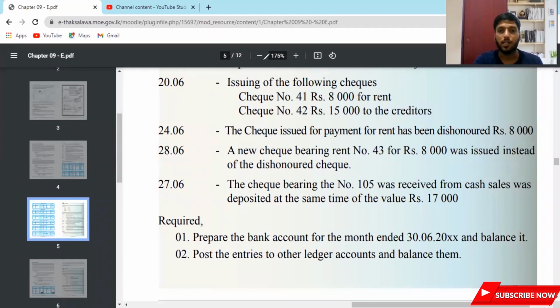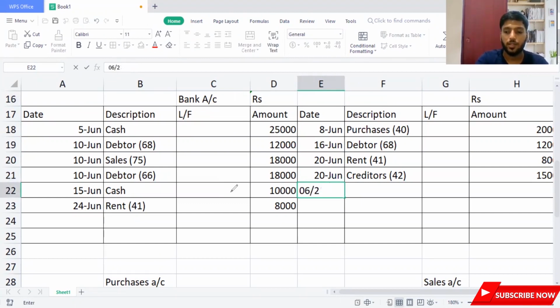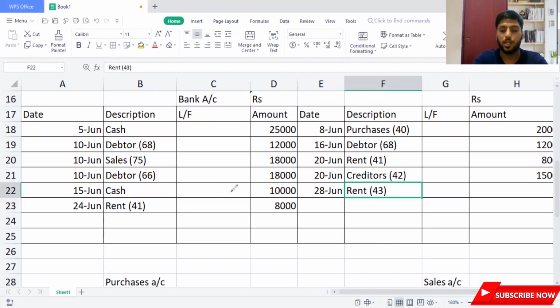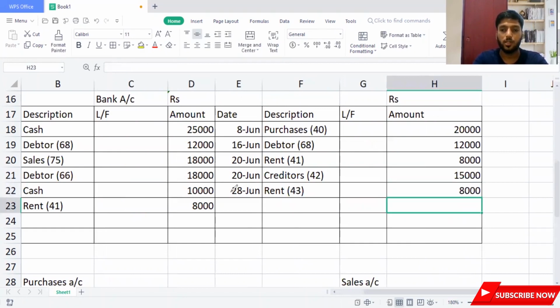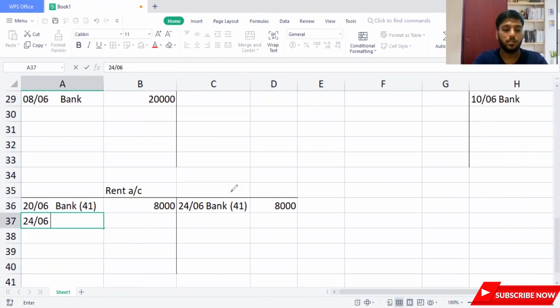28/6. A new check bearing number 43 for rupees 8,000 was issued instead of the dishonored check. So they didn't reissue the dishonored check, but they issued a new check number 43. So check number 43 was issued for rent, the same 8,000. So I'm going to write 28 June, right? I have paid rent again. It's 43 now, the check number, and I'm going to write here the same 8,000. So here the bank account is credited. I'm going to move on to my rent account and write the 24th, 6th, and write bank 40.